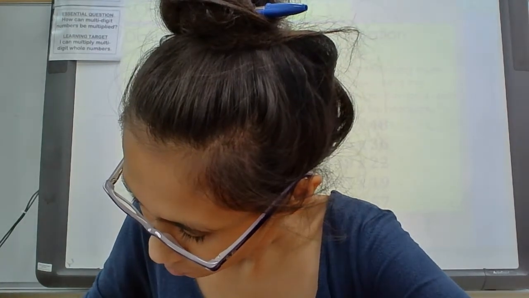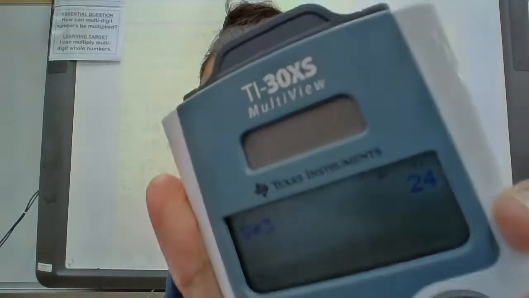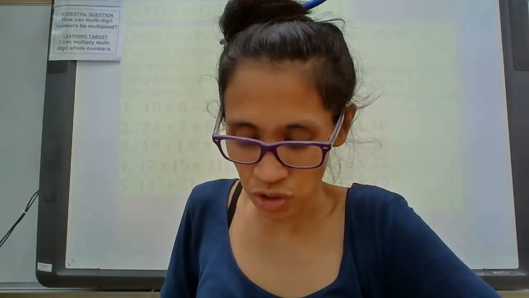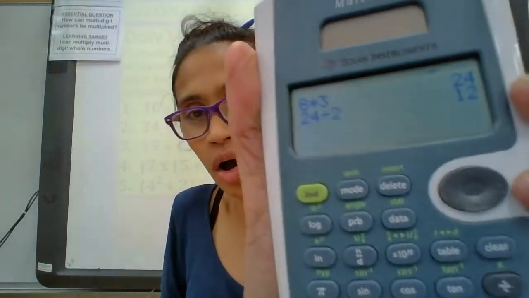All right. Moving on to number 3. Number 3, we have 19 plus... Oh, I did forget to check it on the calculator. 3 squared times 4. I'm going to go back and check it on the calculator. So 8 times 3 is 24. And then we did 24 divided by 2, which is 12. And then 12 plus 24, 36.